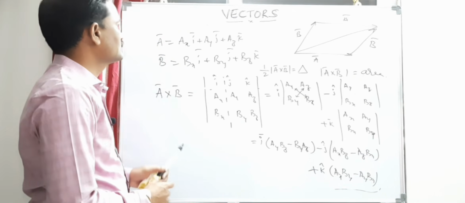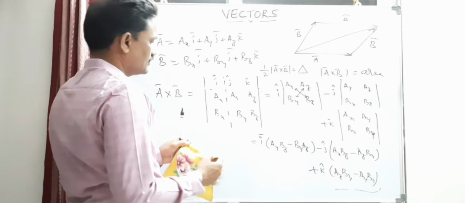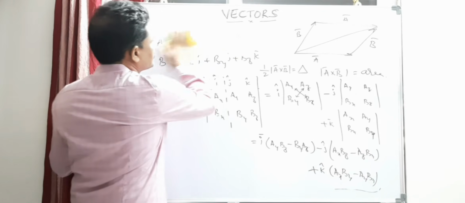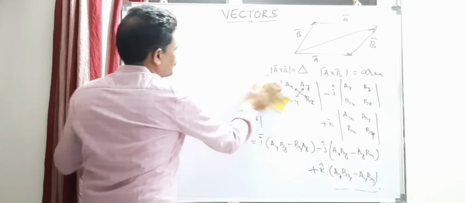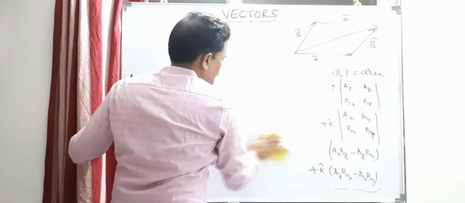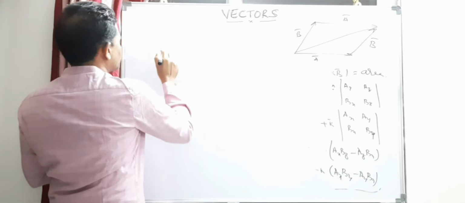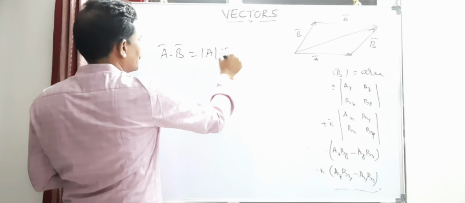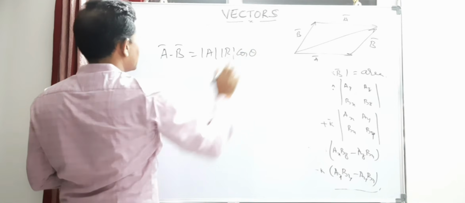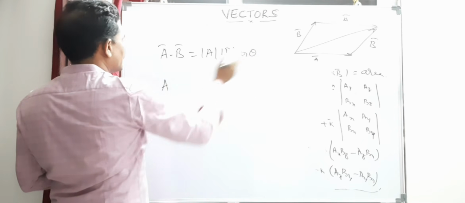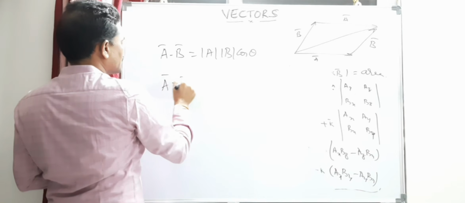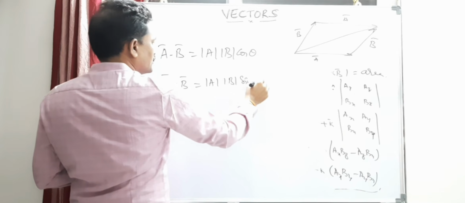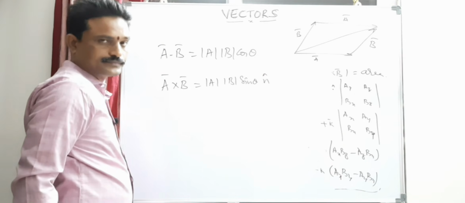Right. So this is about the properties of the vector product. For the scalar product, I will repeat, we wrote: A dot B is equal to mod A mod B cos theta. Do remember, this is a number, so it is a scalar, so it is called the dot product. This is called the cross product: mod A mod B sin theta into a unit vector.